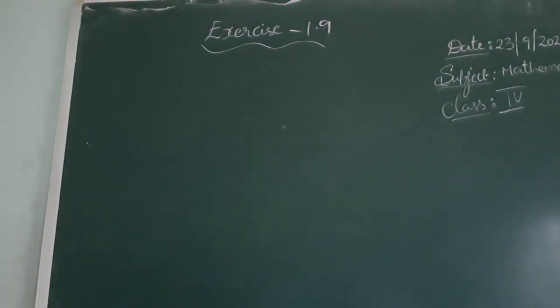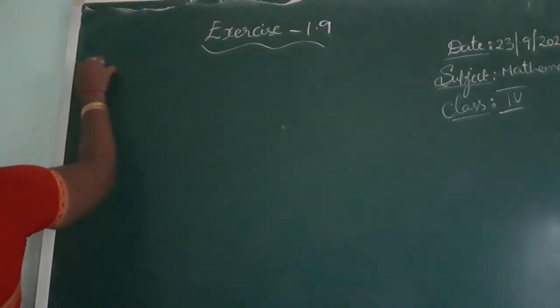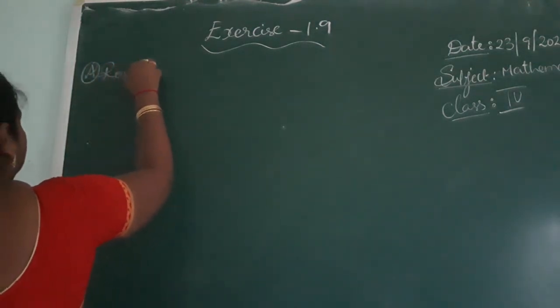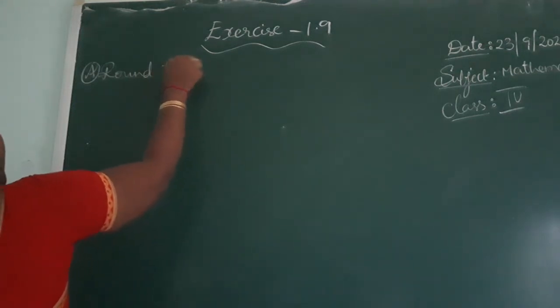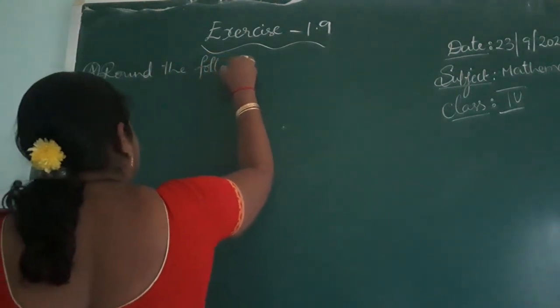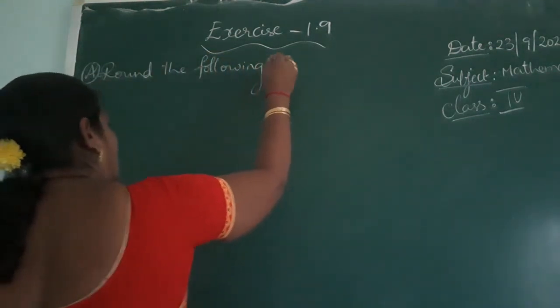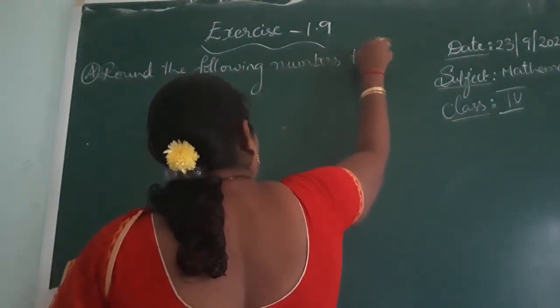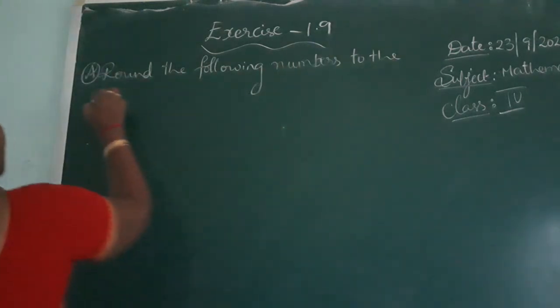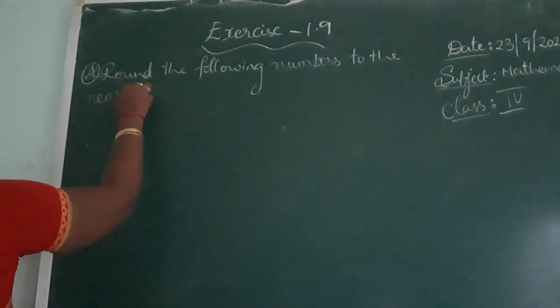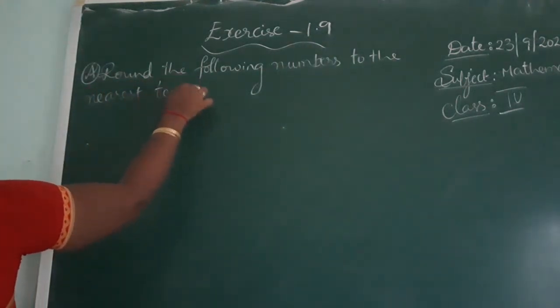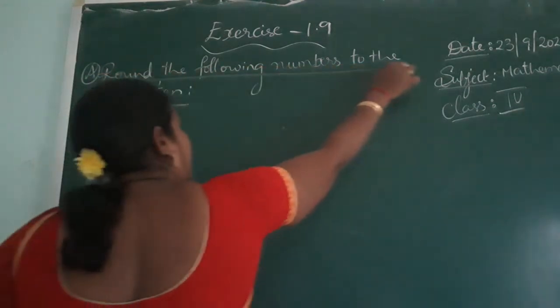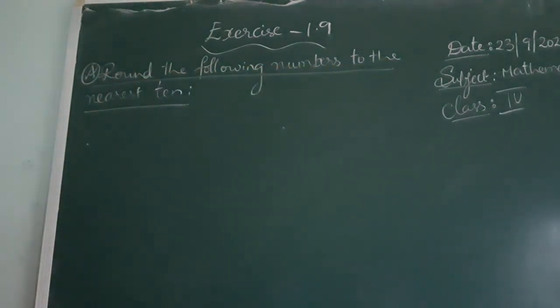Round the following numbers to the nearest 10. How will you round the numbers to the nearest 10, children? See that.